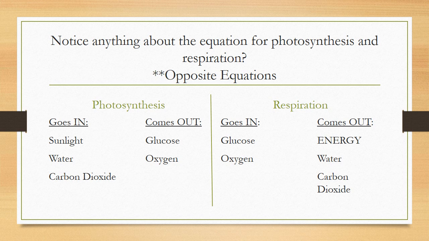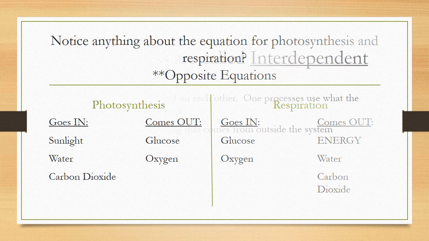In photosynthesis, what goes in? Sunlight, water, carbon dioxide. What comes out? Glucose and oxygen. That then feeds into respiration. So the glucose and oxygen go in, and what comes out is a great deal of energy and water and carbon dioxide. If you look on there, there's really only one that is a one-way street. That would be the sunlight. Once the sunlight goes in, the system now has energy to run.